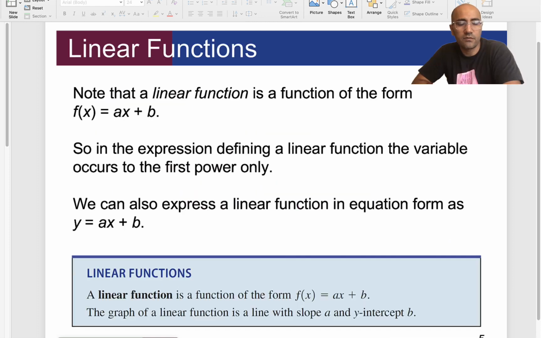Okay, linear functions. Linear functions, something we're very familiar with. We've worked with it quite a bit by now. So a linear function is a function of the form f of x equals ax plus b. We can also re-express that in our traditional form of y equals ax plus b. So any linear function will fit this form.